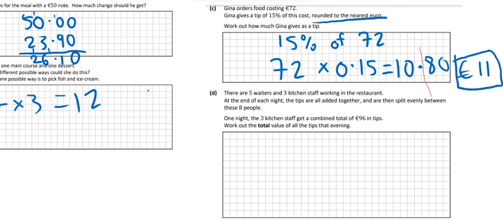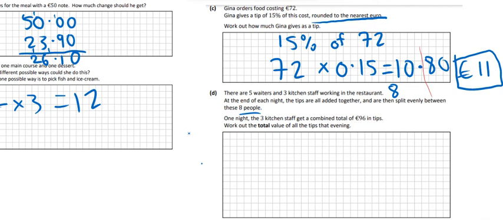And then for part D, it takes a bit of thinking here. There are 5 waiters and 3 kitchen staff working in a restaurant, so there are basically 8 people working in a restaurant altogether. That's the main thing. It says that at the end of the night, the tips are added together and then split evenly between the 8 people, so each of the 8 people gets the same amount. One night, the 3 kitchen staff get a combined total of €96 in tips. Work out the total value of all tips that evening.